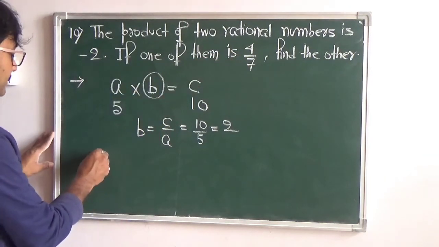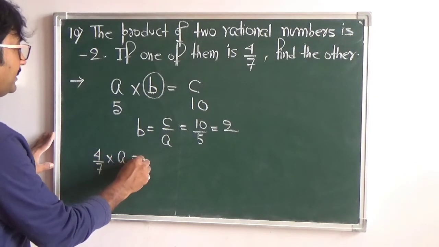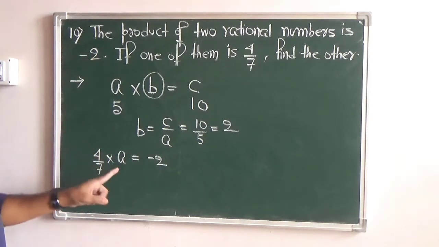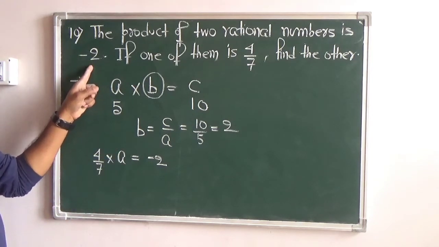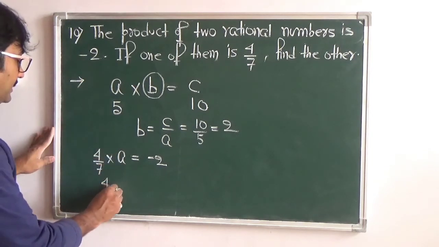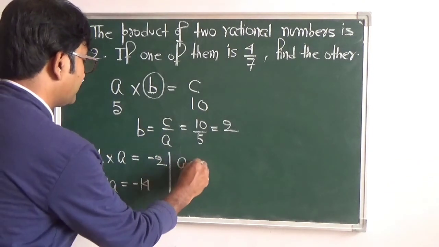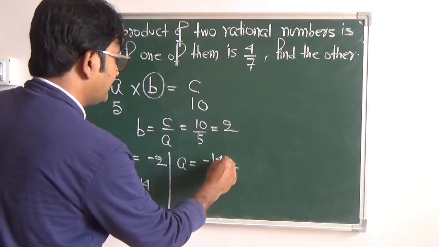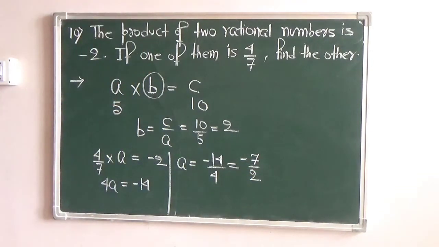So we take the first number as 4 by 7 and second number as A, and the product of the two is minus 2. The final result is minus 2. This is unknown. The product of 4 by 7 and A gives the result minus 2. So 4A equals minus 14, or A equals minus 14 divided by 4. If you reduce it by 2, this is minus 7 by 2. So the other number is minus 7 by 2.